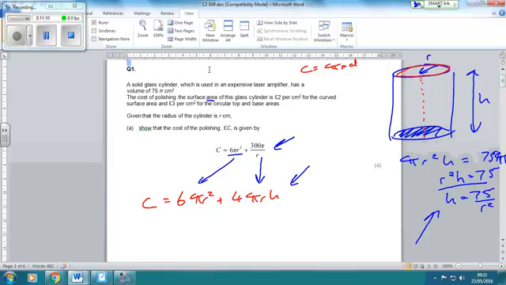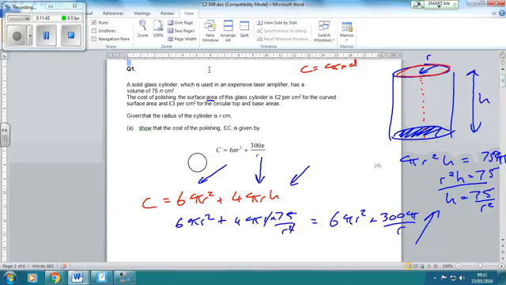So if we substitute the h into here, we've still got the 6 pi r squared, plus 4 pi r, and we substitute in times by 75 over r squared. Now 4 times 75 is going to give us 300. That r is going to cancel out with one of these r's. And so we get 6 pi r squared plus 300 pi, and then the r on the top cancels out with one of the ones on the bottom, leaving just one on the bottom, which is what they've given us here.